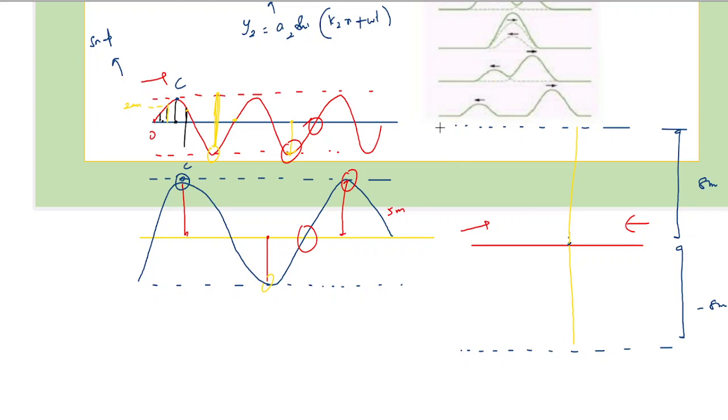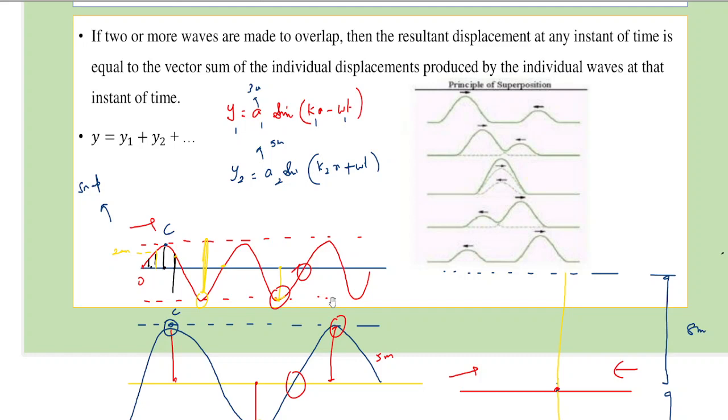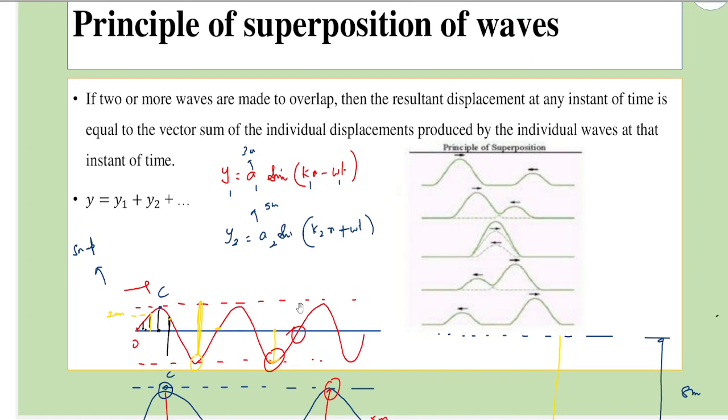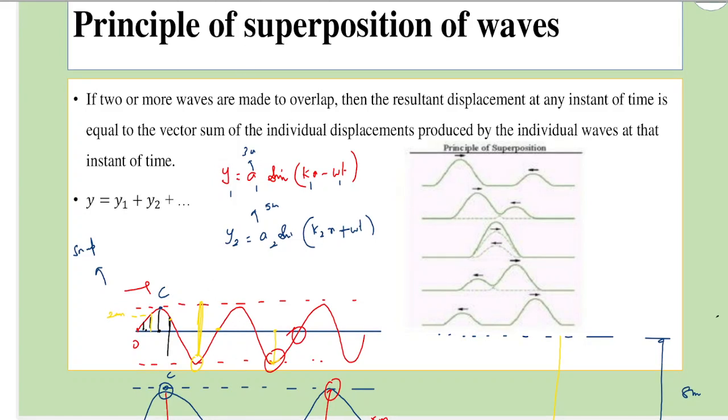But to summarize this mathematically, we can say that the net displacement in this case is equal to the vector sum of the individual displacements. That's what is called the principle of superposition of waves. Now instead of two waves, if you have more waves, in that case the form would be y is equal to y1 plus y2 plus y3. In vector form, you can write this as y is equal to vector y1 plus vector y2 plus vector y3, etc. This is called the principle of superposition of waves.